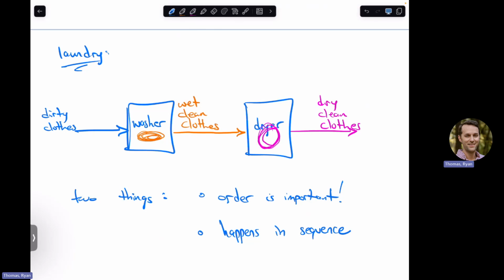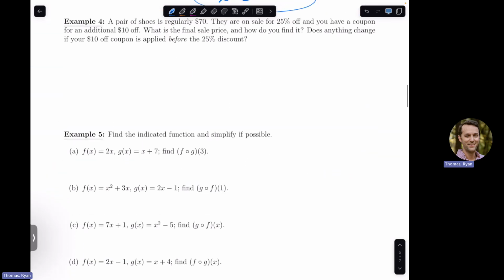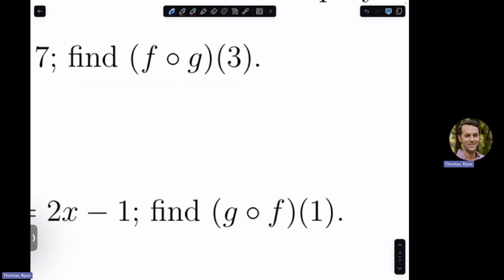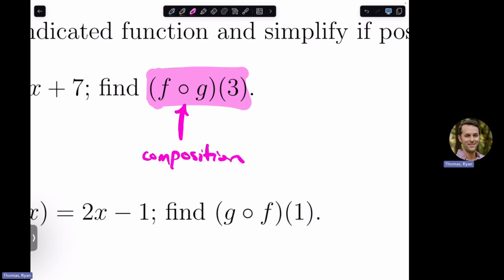Yeah? Okay, that's composition. The way we write composition looks like this. It's a new operation. It's a thing that we haven't done in other places. So it gets its own name, its own symbol or operator to show us that we're going to do it. This little circle is the composition operator.